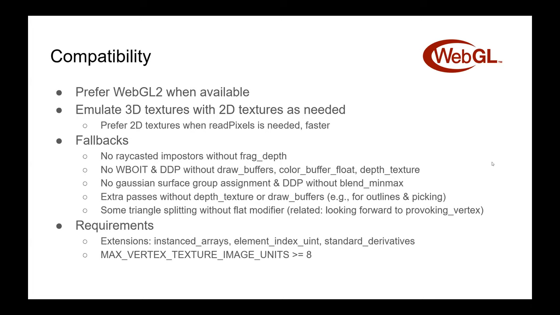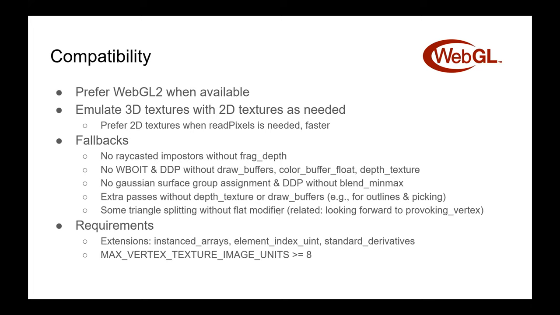There are some more fallbacks, so no raycast impostors without frag depth, and the fancy transparency needs a bunch of WebGL 1 extensions. For some things, we need the blend min-max extension as well. And for really old hardware, if there's no depth texture or draw buffers, we need to do some extra passes. Also, we're looking forward to the provoking vertex extension. Without it, some cases are twice as slow as they ought to be.